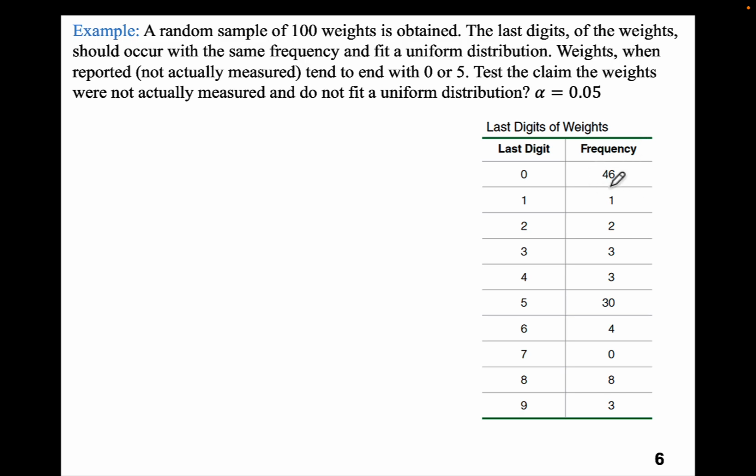46 weights were reported ending in a 0. What that means, you guys, is these were self-reported. There are only 100 of them. There's no way 46 actually end in a 0. Only one ended in a 1, 2 in a 2, 3 in a 3. 3 of them ended in a 4. 30 of the weights recorded ended in a 5. 4 ended in 6. 0 ended in 7. 8 of them ended in 8, and 3 of them ended in 9.